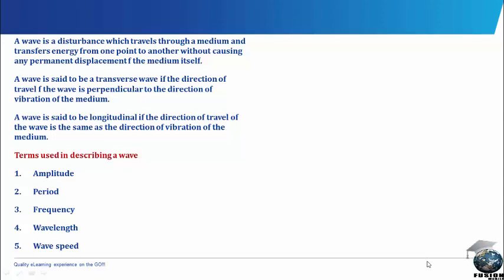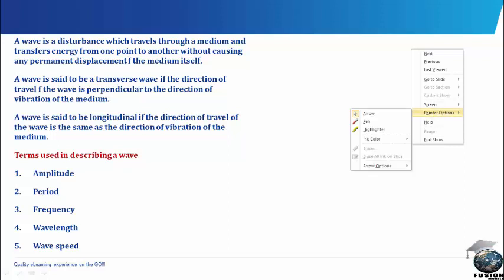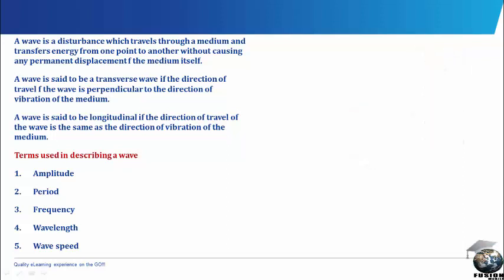While wave motion is the movement of this particular body or this disturbance which travels through the medium and transfers energy from one point to another without causing any permanent displacement of the particle of the medium. There are two types of waves. We have the mechanical wave and we have the electromagnetic wave.